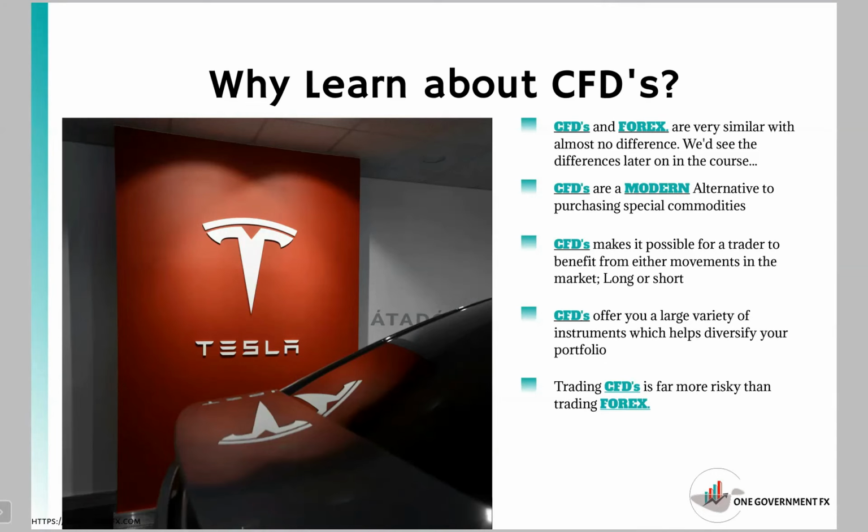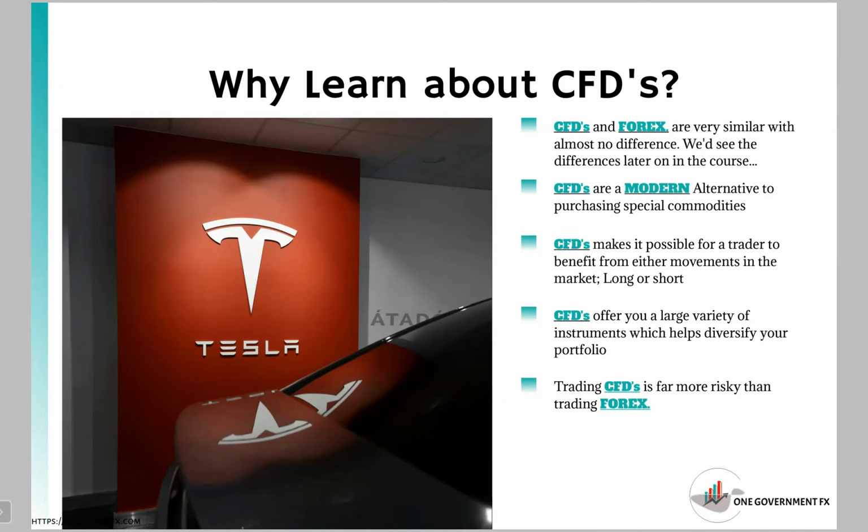He doesn't even own a share of Tesla just by that trade. He's just trading on the value of the actual shares of Tesla, so you're not actually owning it. So CFDs make it possible for a trader to benefit from either movement in the market, long or short. Like I said earlier, you don't own any of the commodities you trade on, so you could take either position.